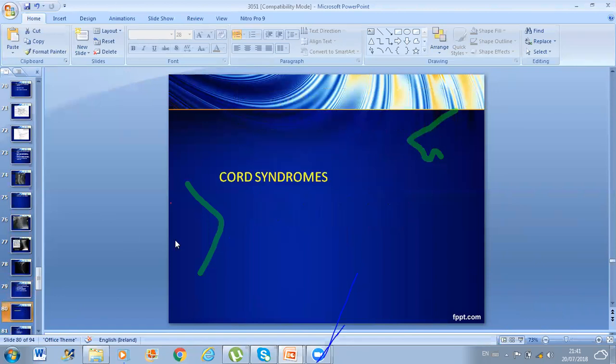So what are the cord syndromes? Anyone has any idea? These are the easiest things. Someone has to answer this. Yes, cord syndromes. There are different types of cord syndromes. Yes, like Brown-Séquard cord syndrome. No. Central cord syndrome. No. First say complete or incomplete. Cord injury can be complete or incomplete.